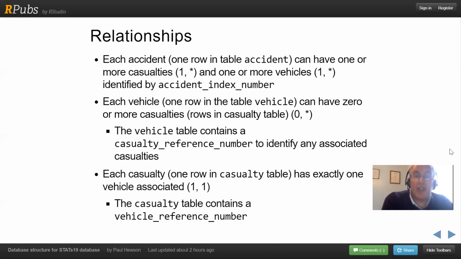And in turn, each casualty has exactly one vehicle associated with it, and a one-to-one relationship we denote with the 1,1. And again, the casualty table also has as a foreign key the vehicle reference number, so we can tell which vehicle is associated with which casualty. The one possibly minor complication about this is that within the STATS19 data, pedestrians who clearly weren't in any vehicle, they're associated with the vehicle that injured them.